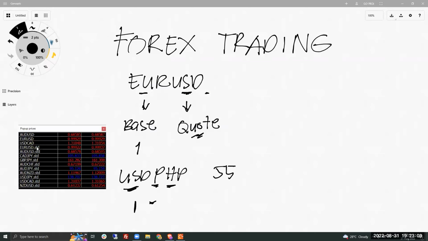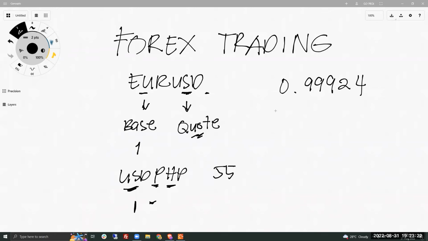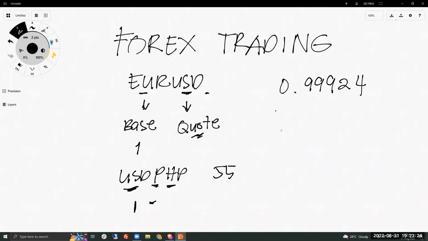So makita nyo for Euro USD is 0.99924. So what this means is for every 1 euro na meron tayo as our base currency, it's always equivalent to 0.99924 USD as our quote currency.